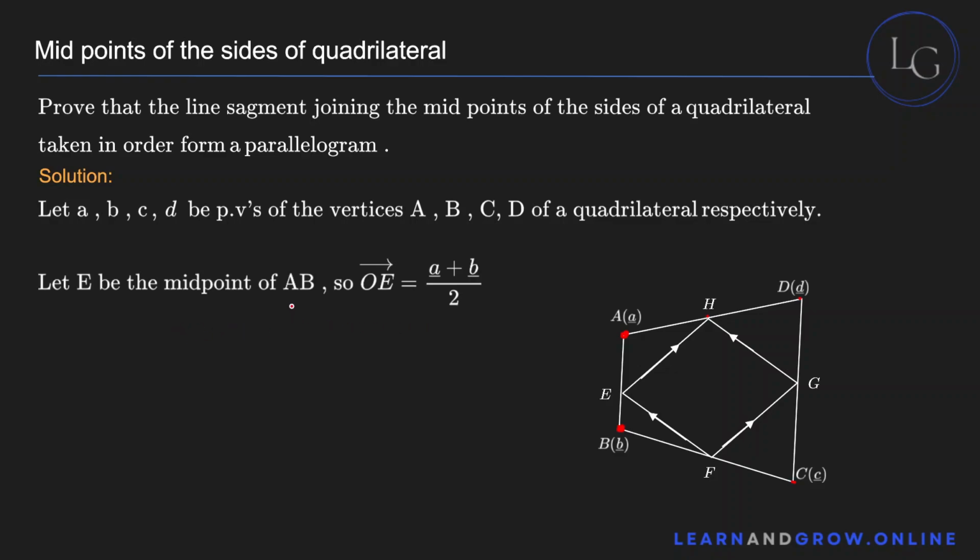What the question asks is that we need to prove that the line segments joining the midpoints of the sides of the quadrilateral, taken in order, form a parallelogram, right? We need to prove that when you join the midpoints of each of the sides of the quadrilateral that is given to us, it forms a parallelogram.